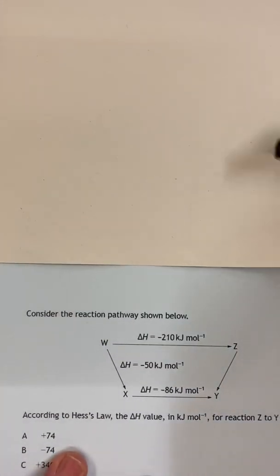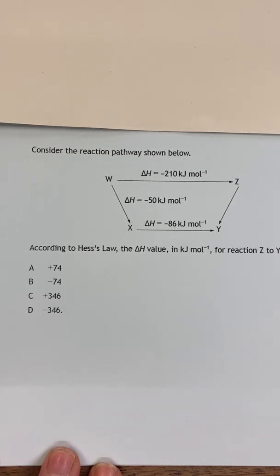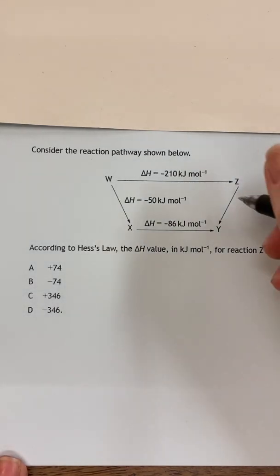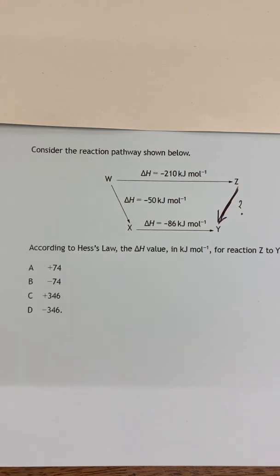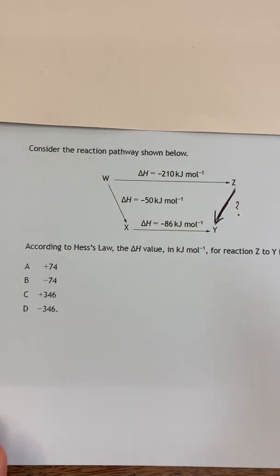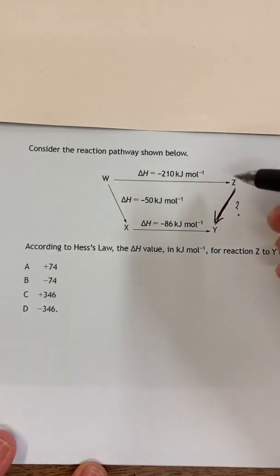The next multiple choice question, again, common for Hess's law. Be careful here. They will have the answers for the mistakes that may be made. What we're looking for here is the enthalpy to go from Z to Y. That's a direct route. To go from Z to Y, though, you're going to have to follow the path, the indirect route, from Z to W, from W to X, and from X to Y. So we're looking at the direction of the arrow is important here.